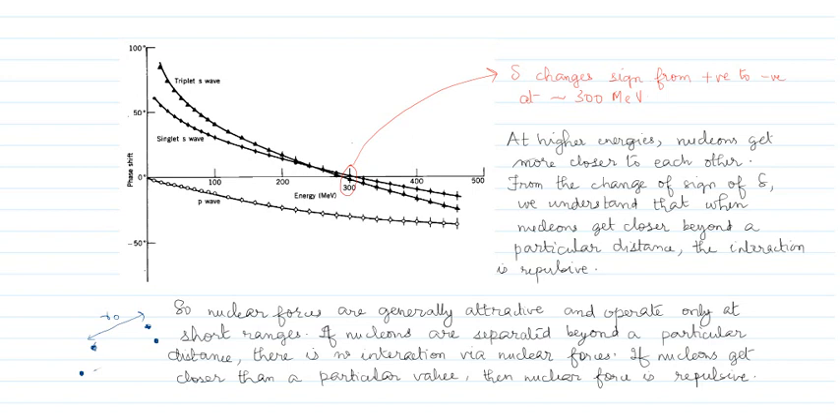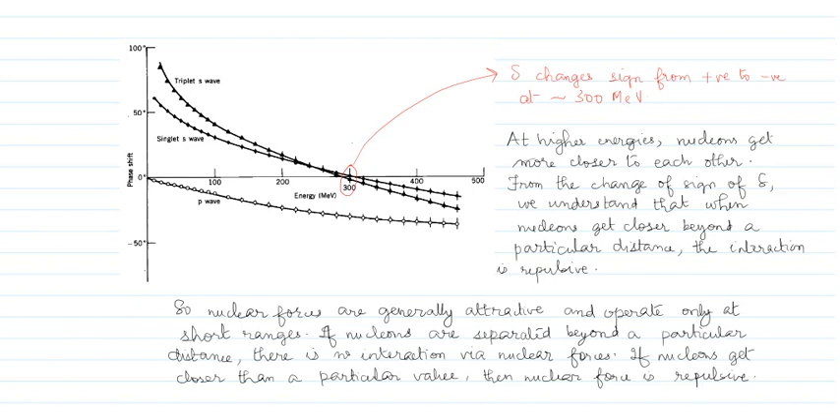Now, there is some minimum distance of proximity for the nucleons. If the nucleons come closer than a particular distance, the nuclear forces become repulsive in nature. They repel each other. Okay. So nuclear forces are not always attractive. They can be repulsive also. It is like this. If the nucleons come closer beyond a particular point, nuclear forces become repulsive in nature.